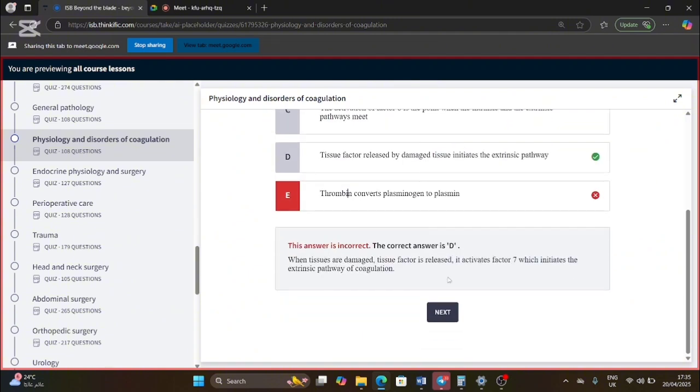Thrombin converts plasminogen to plasmin. No, that's an incorrect answer. The correct answer is option D, which is tissue factor released by damaged tissues initiates the extrinsic pathway. Thrombin converts fibrinogen into fibrin, but does not convert plasminogen into plasmin, right? Plasminogen is converted into plasmin by tissue plasminogen activator. So tissue factor activates factor 7, and then factor 7 activates factor 10, and so on.